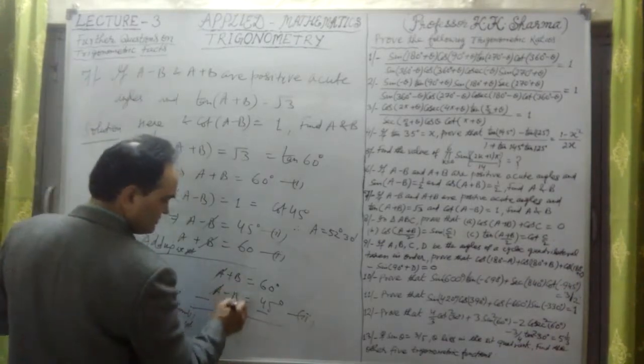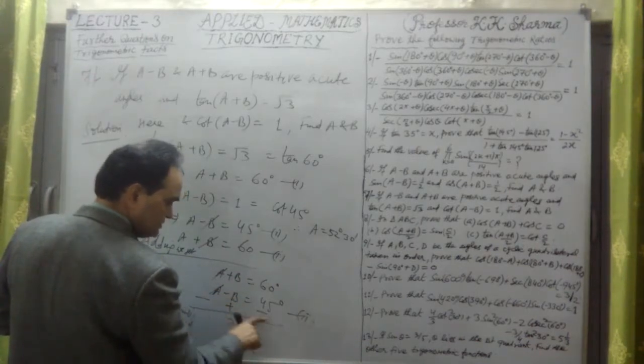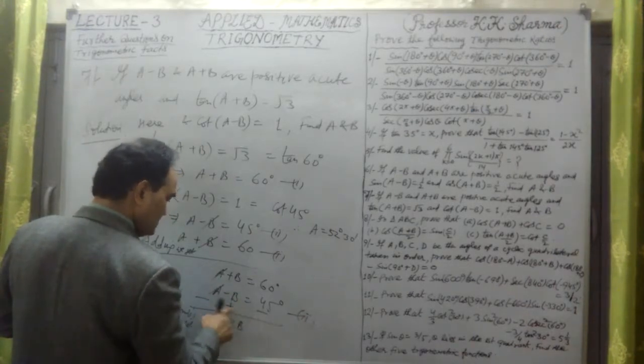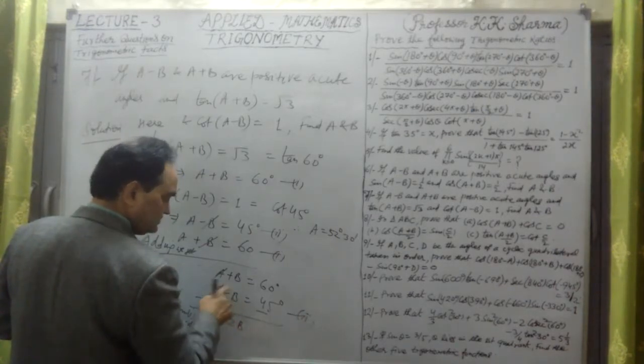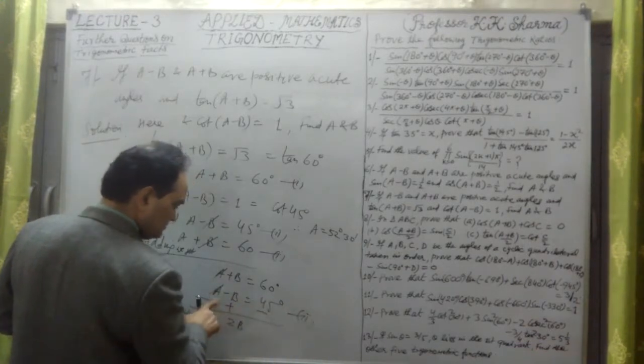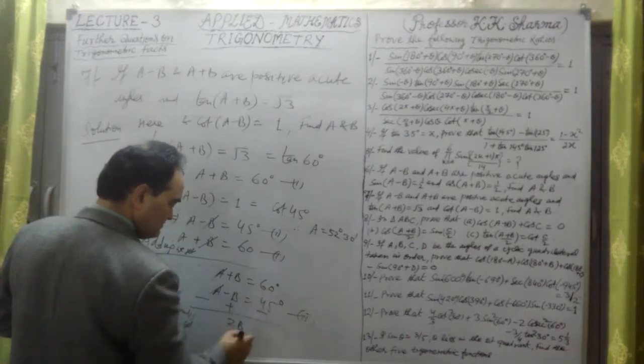So twice B, B plus B, because B will become negative positive. We change the signs of the last equation when subtracting. This is minus because it was plus before, so with minus it will become plus. The plus 45 degrees will become negative. Now 60 minus 45 degrees is 15.